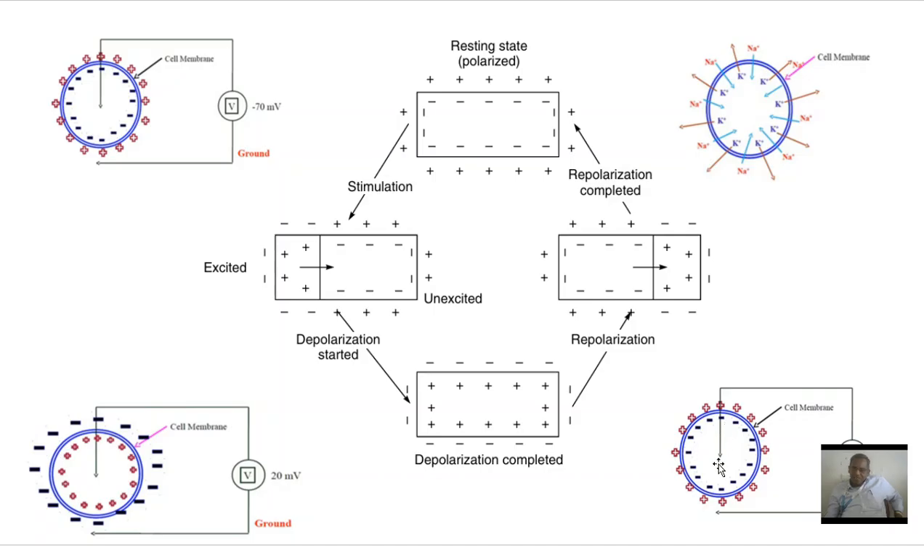Now it just comes to the initial state, that is minus 70 millivolt. So this diagram explains the action potential and the resting potential. When the cell is at resting state, the potential of the cell is equal to minus 70 millivolt, that is called resting potential. When the cell is depolarized because of the stimulation, the cell potential is equal to plus 20 millivolt. It is called the depolarized state, it is called action potential.